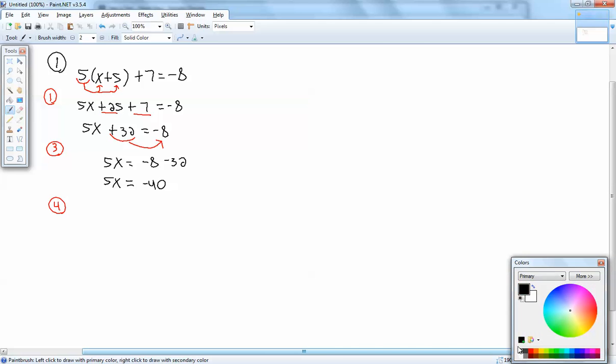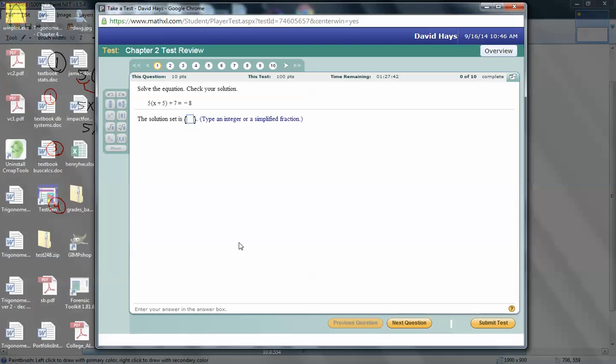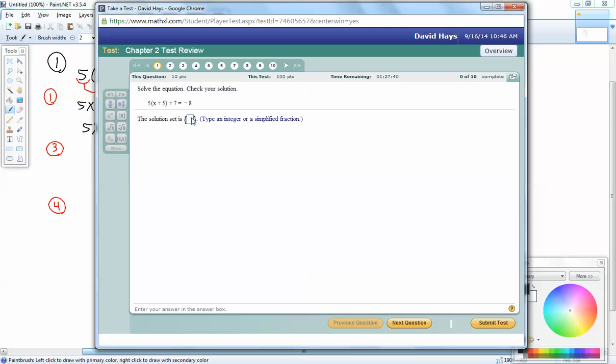Step 4. Divide both sides by the number in front of our x. The number in front of our x is a 5, so we're going to divide both sides by 5. And negative 40 divided by 5 gives us negative 8. So that'd be our answer. So let me put that in here. And then go to the next question.